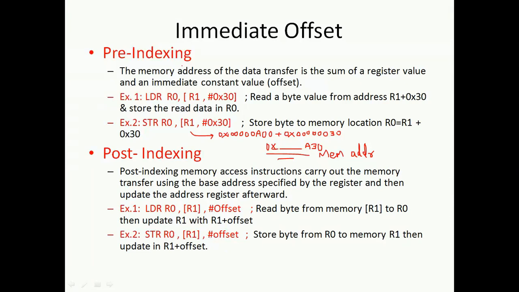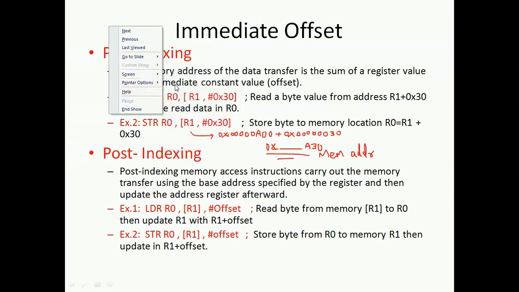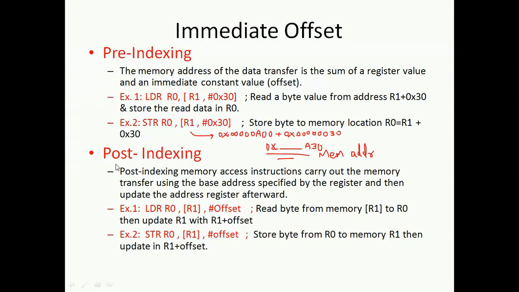Okay, so this is how pre-indexing immediate offset addressing mode works. The next one is post-indexing. In post-indexing, the memory access instructions carry out the memory transfer using the base address that is specified by the register, and then it updates the address of the register thereafter.